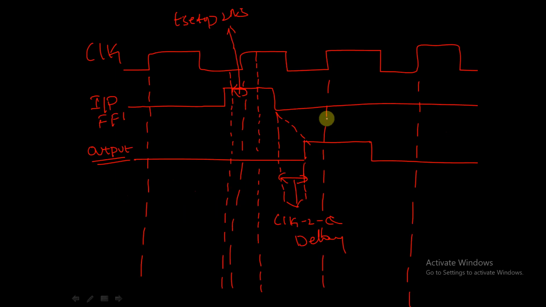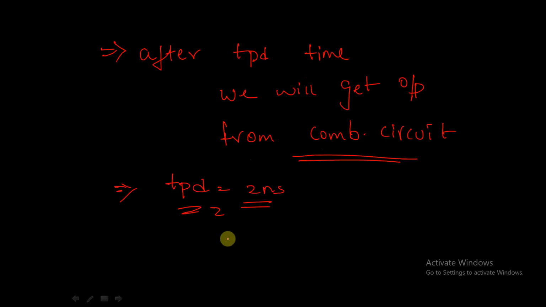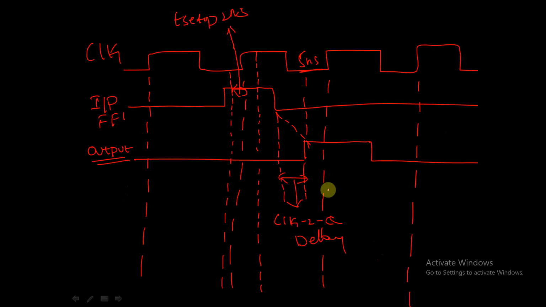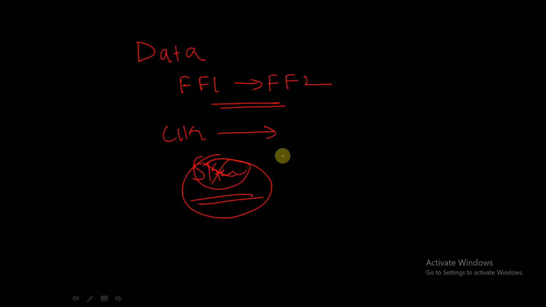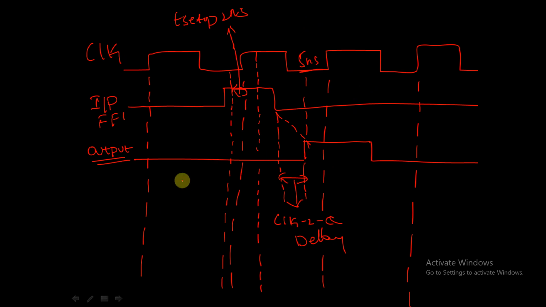So let's say we are getting this output, that is the input for our combinational logic circuit, at 5 nanoseconds. So when we get the output of this combinational circuit, that is 5 nanoseconds plus 2 nanoseconds, that is 7 nanoseconds, we will get the output. Now we will consider one more case.